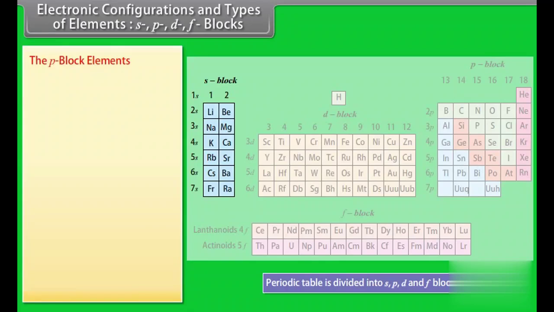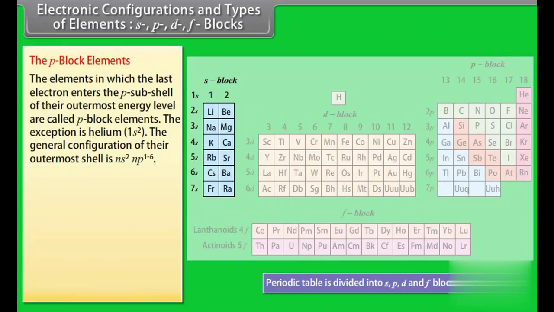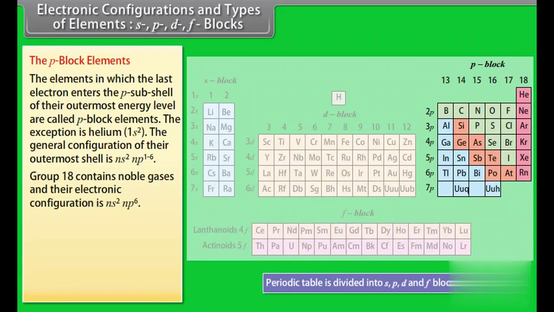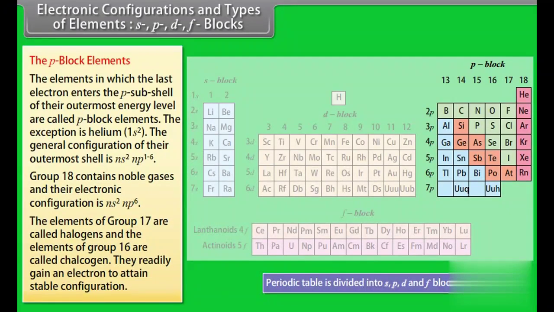The P block elements. The elements in which the last electron enters the P subshell of their outermost energy level are called P block elements. The exception is helium. The general configuration of their outermost shell is given. Group 18 contains noble gases and their electronic configuration is given. The elements of group 17 are called halogens and the elements of group 16 are called chalcogens. They readily gain an electron to attain stable configuration.